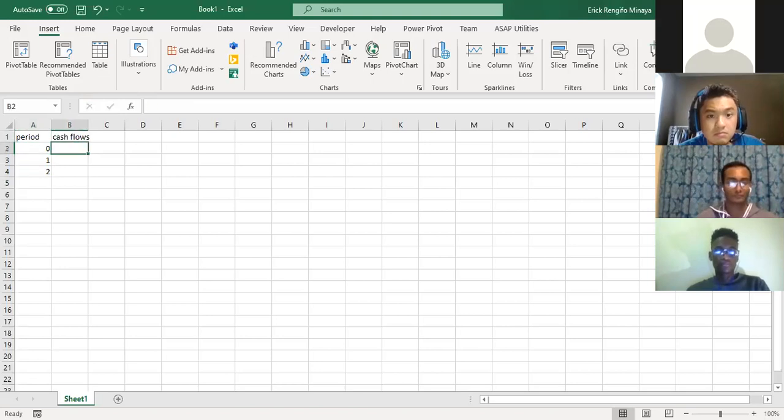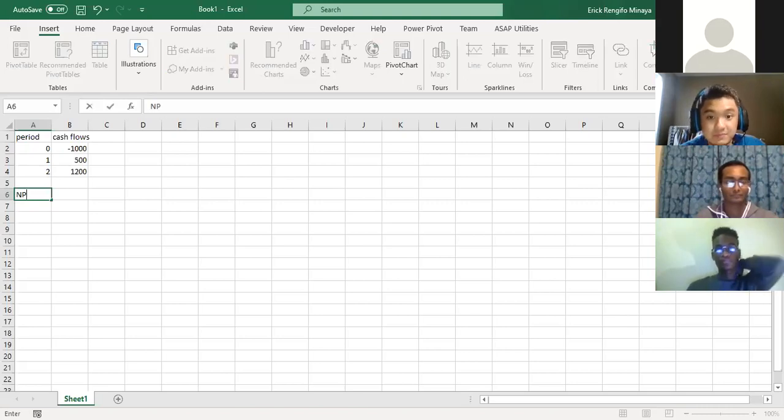We said that at period 0, I need to invest $1,000. So please be careful with the sign here, minus 1,000. The arrow is going down. And then I get 500 positive in 1 year and 1,200 in another year. This is our cash flow. Do you recognize this cash flow here, guys? Yeah. Okay, perfect. So now what we are going to do is, how do we compute the net present value?